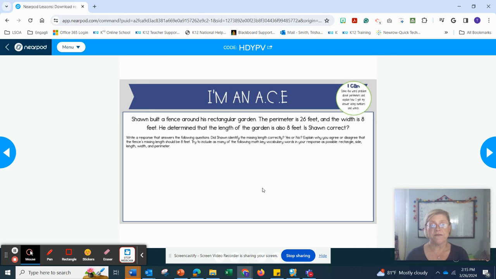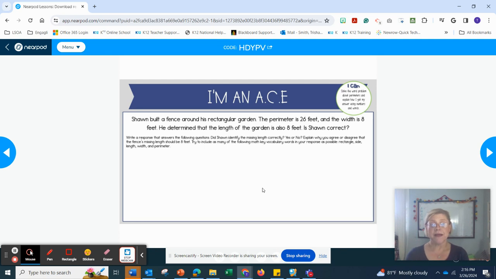Write a response that answers the following question. Did Sean identify the missing length correctly? Yes or no? Explain why you agree or disagree with the fence's missing length, that the fence's missing length should be 8 feet. Try to include as many of the following math key vocabulary words in your response as possible. Rectangle, side, length, width, and perimeter. So that is the prompt we're going to kind of work through.